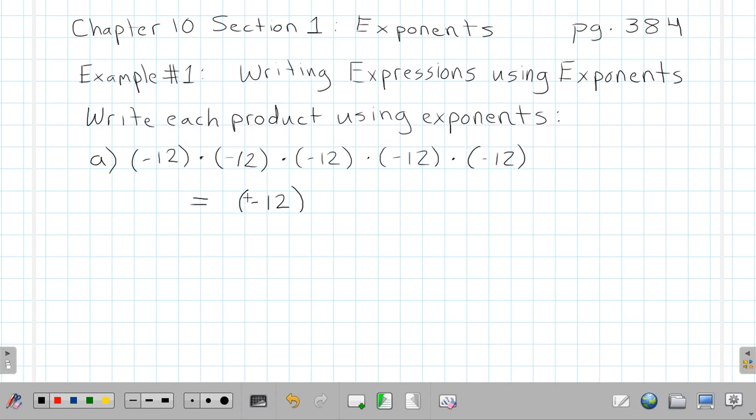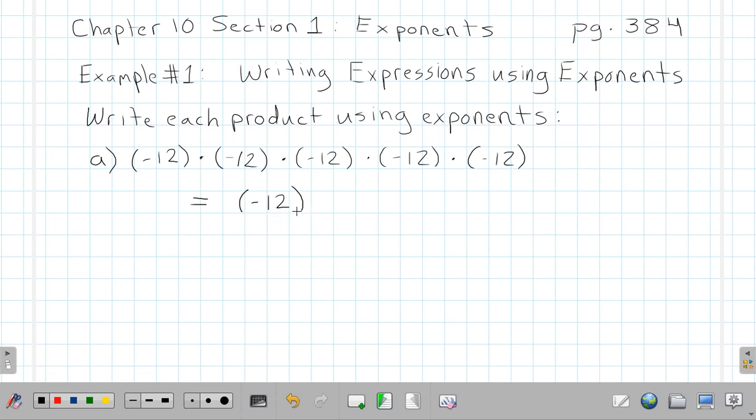Notice it is a negative 12, so I am using parentheses, just like I mentioned in the last video. It's always good practice, if you have a negative number, especially if it's a negative base of an exponent, to always use parentheses. And we'll see why that's important in example 2. But like I said, always use parentheses. It's good practice to use parentheses when you're dealing with pretty much any negative number, okay?